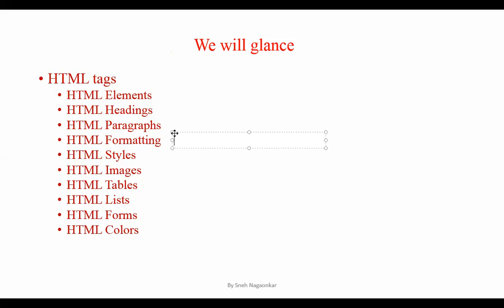Formatting is just as good as adding the contents, borders, tables, images, bold, italic, changing the size of the font, color of the font. All this will come in formatting. Then we have HTML styles, images, tables, lists, forms, and colors. So these all we are going to learn, but not immediately.